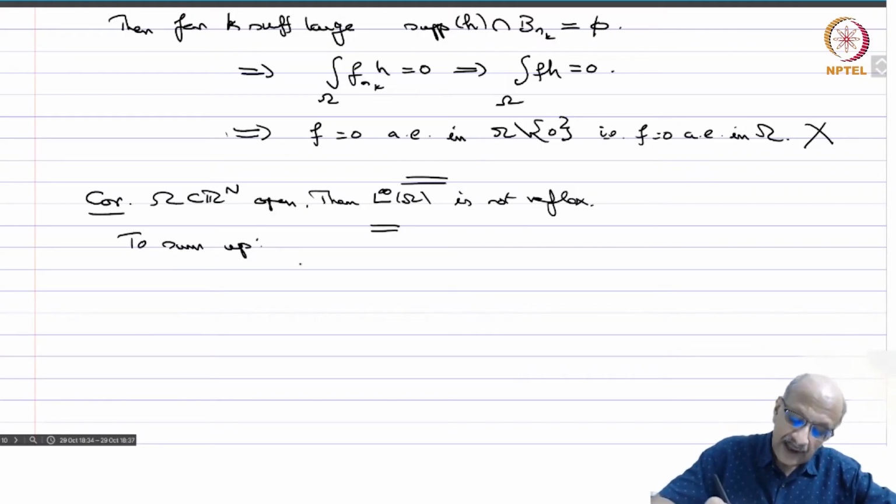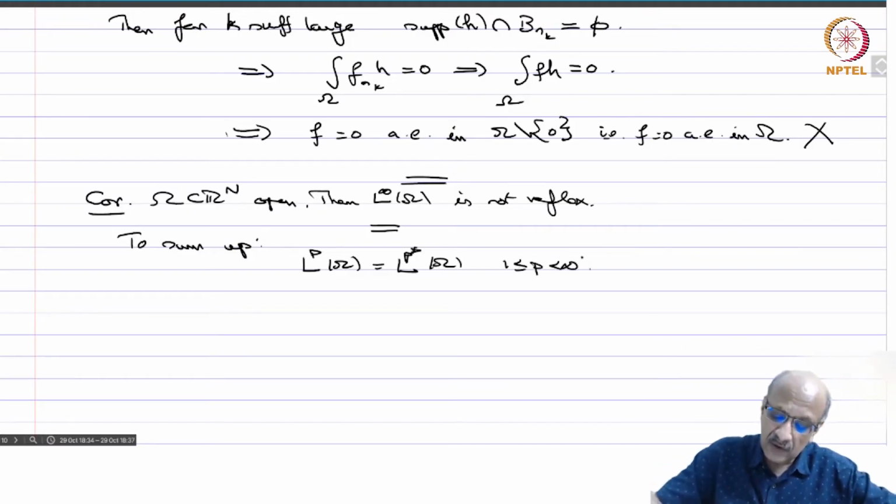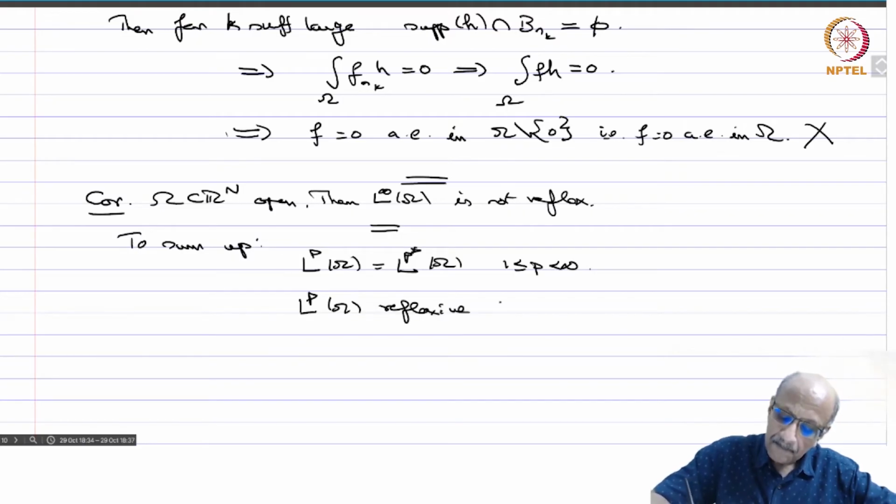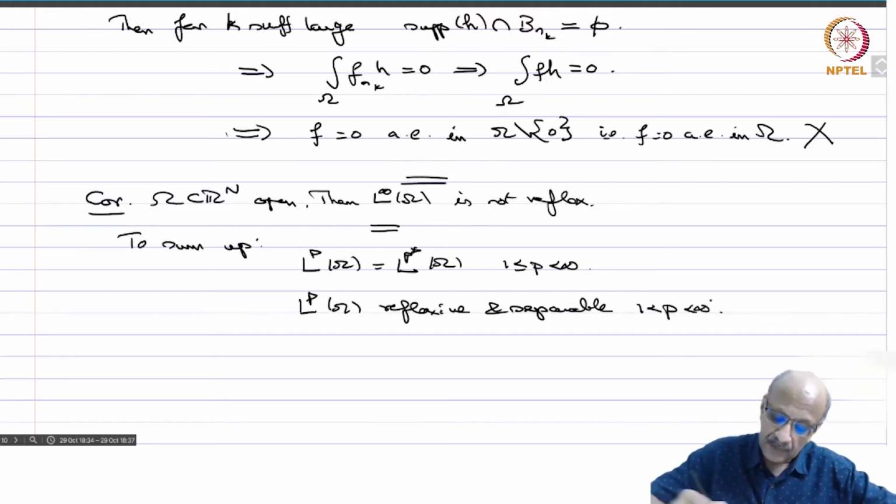Therefore, to sum up, we have the dual of LP of omega equals L P star of omega, for 1 less than or equal to P less than infinity, where P star is the conjugate exponent. This is not true for L infinity. We have not proved it. We will see in the exercises actually that there is a continuous linear function, we will do that. But then you have that LP of omega is reflexive and separable if 1 less than P less than infinity.